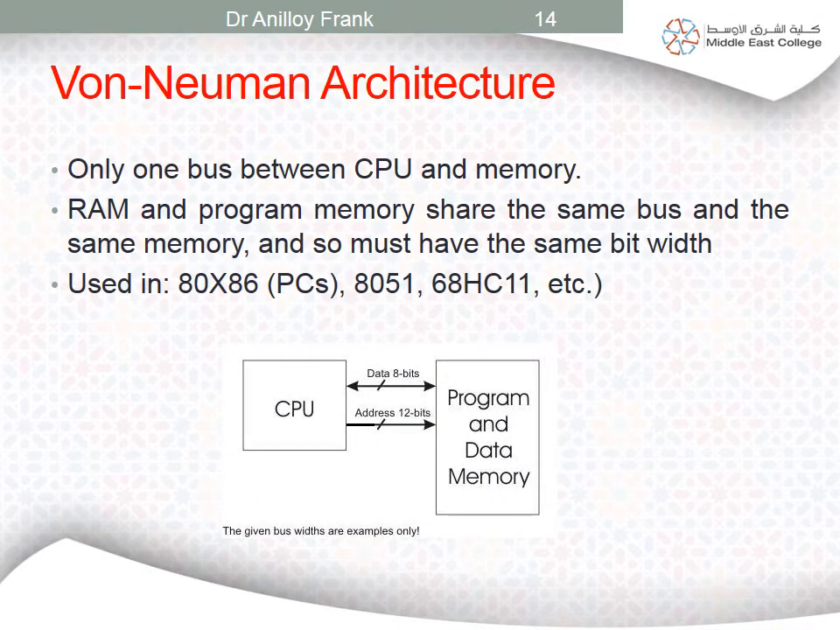The von Neumann architecture. The diagram below shows the von Neumann architecture. It has one bus between the CPU and the memory. RAM and program memory share the same bus and the same memory, and so must have the same width. Examples are 8086 and 8051.